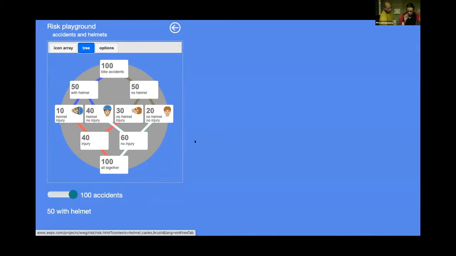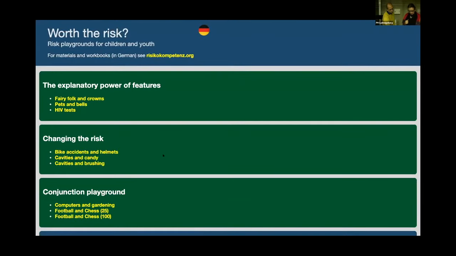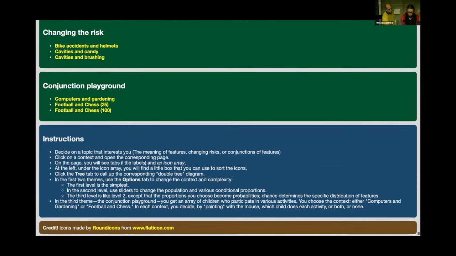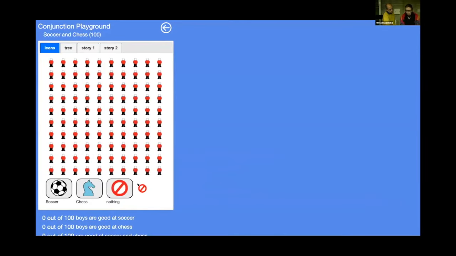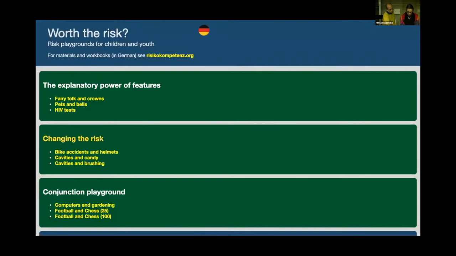Thank you. And now we go to the last topic that we want to briefly mention, the conjunction. We talked yesterday, Karim talked about seeing conjunctions. There is a lot of work on the conjunction fallacy, and we also had a master's student working on conjunctions. Let's look at football and chess. Yes? No, let's look at the 25 ones. Okay?